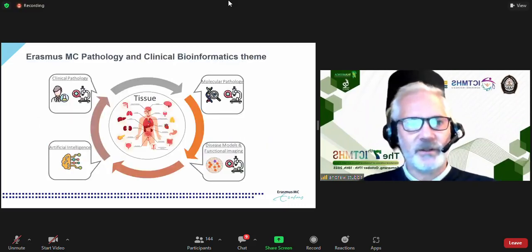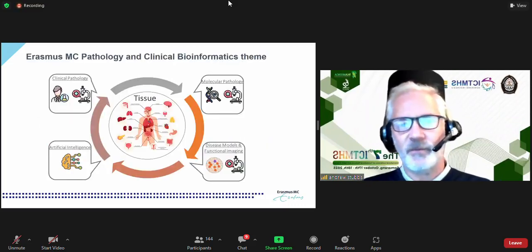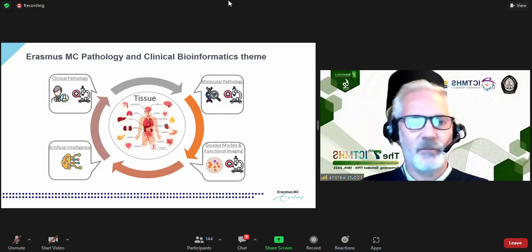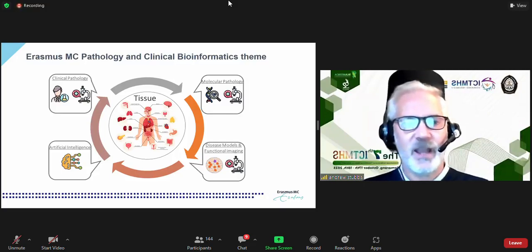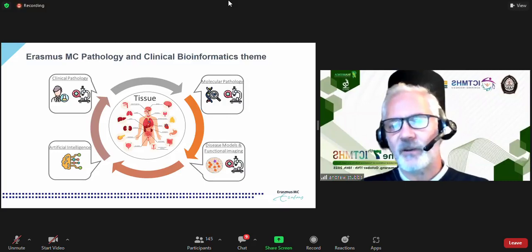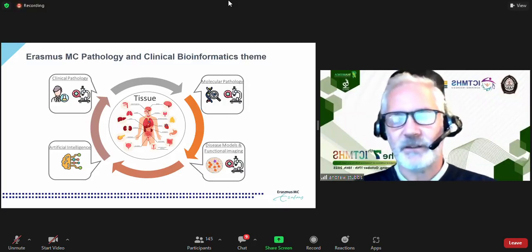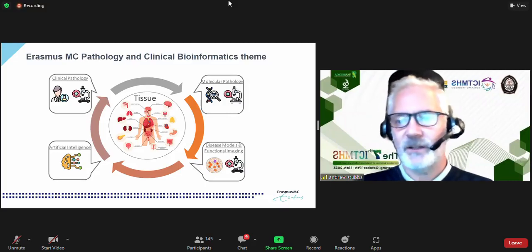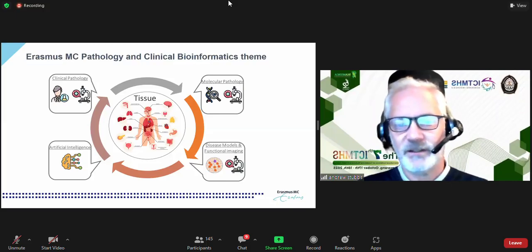So our department is set into 4 major themes. We have, of course, on the top left-hand side, clinical pathology, which is a standard way of monitoring how patients react or are diagnosed. We then, on the right-hand side, have molecular pathology. This is to do with sequence-based methods, immunohistochemistry, all of those technologies that help us to give an improved diagnosis and prognosis to patients.